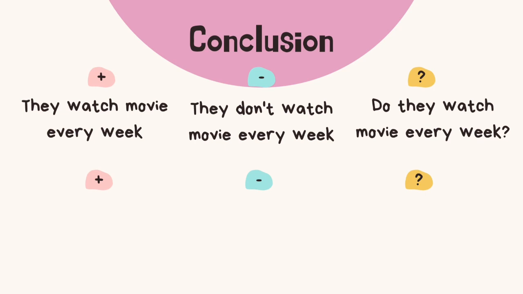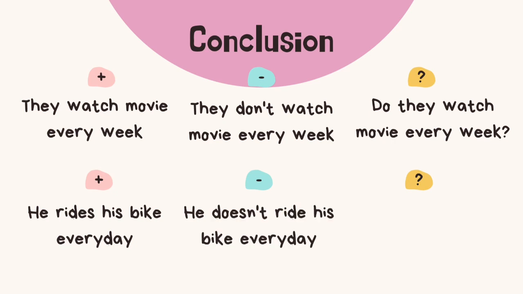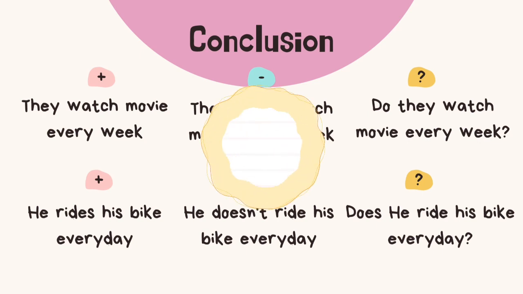Now, the second example. He rides his bikes every day. That's the positive form. He doesn't ride his bike every day. That's the negative form. Does he ride his bike every day? That's the interrogative form. Jadi, dia laki-laki mengendarai sepedanya setiap hari. Dia laki-laki tidak mengendarai sepedanya setiap hari. Dan interrogatif, apakah dia laki-laki mengendarai sepedanya setiap hari? These are the example of simple present tense. Positive, negative, and interrogative.